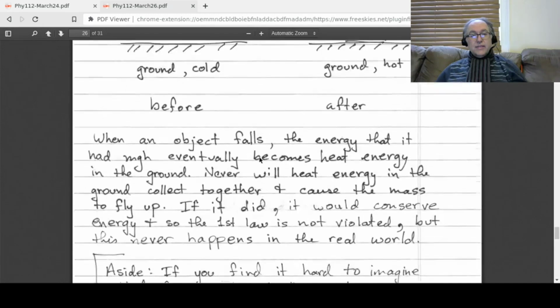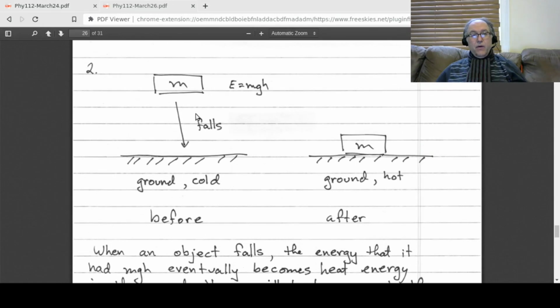So this is exactly what I'm indicating up here, except that this is not a common everyday experience because we just can't detect these small changes in temperature. But if you had a really, really heavy mass here, and it fell on something, and you measured the temperature before and after, you would see that the temperature increased.